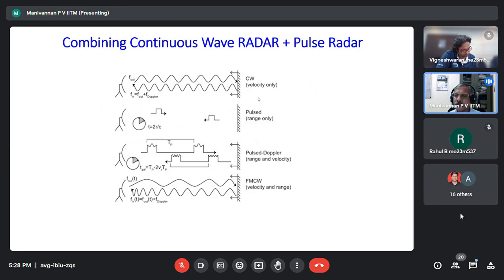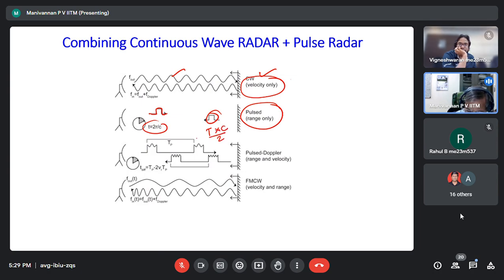Okay. Then we saw two types, continuous and pulse, and apart from that, there is a radar which combines both. Correct? So this is continuous wave radar, which can measure only velocity. You are continuously transmitting a waveform and comparing the received waveform; this is velocity measurement only. Pulse radar sends a small pulse, receives the pulse and calculates the time, for range. Correct? Range is nothing but total time multiplied by C divided by 2 is the distance.